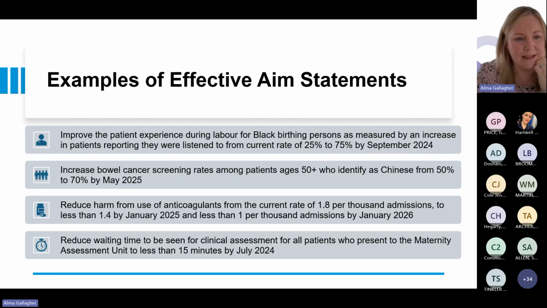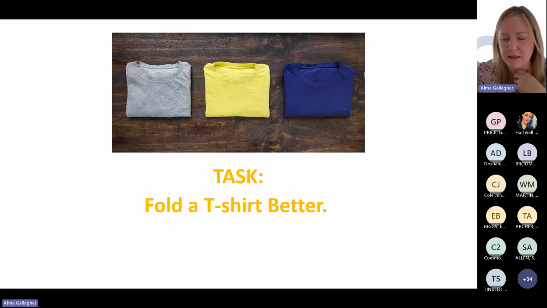And the final example here is to reduce waiting time to be seen for clinical assessment for all patients who present to a maternity assessment unit to less than 15 minutes by July 2024. So again, that's specifically speaking about a particular service, and it is those presenting for a clinical assessment and wanting to reduce the waiting time down to 15 minutes. So they are examples that might help you in your aim statement.